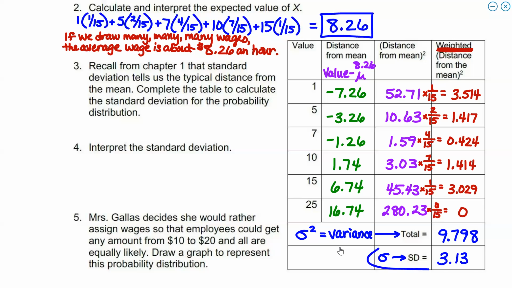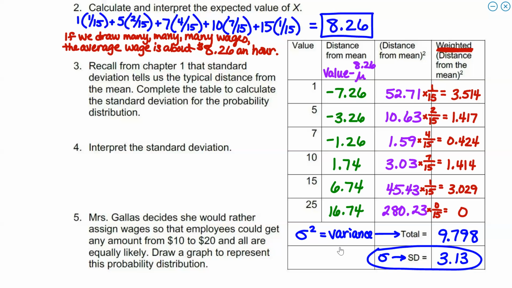So here's our standard deviation, here's sigma. How would we interpret that? What does that mean? Yes, the average distance from the mean.